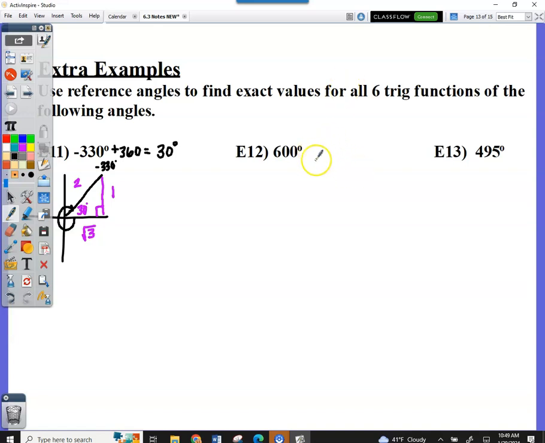So 600 is a little too much for me. I would subtract off a rotation. What's 600 minus 360? 240. Okay, I know where 240 is, so I'm going to sketch the quadrants. I'm going to try and sketch it bigger so you can see it better.